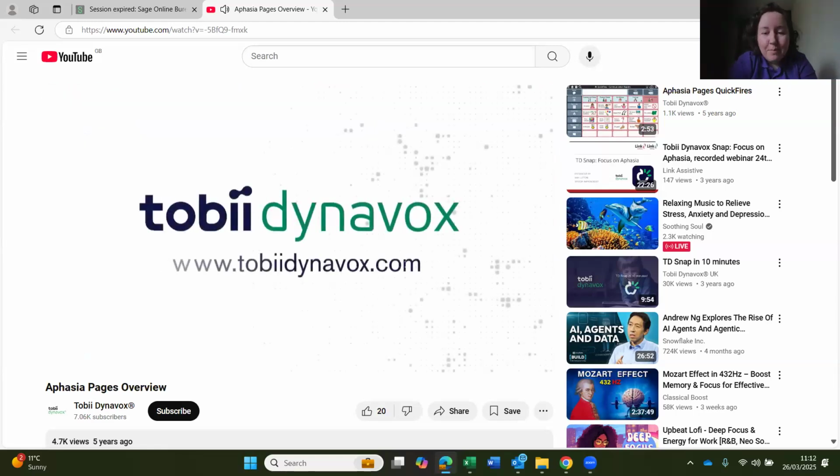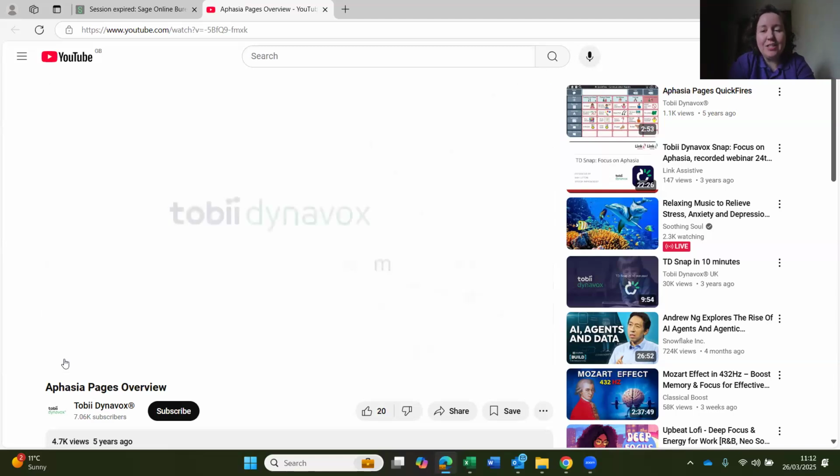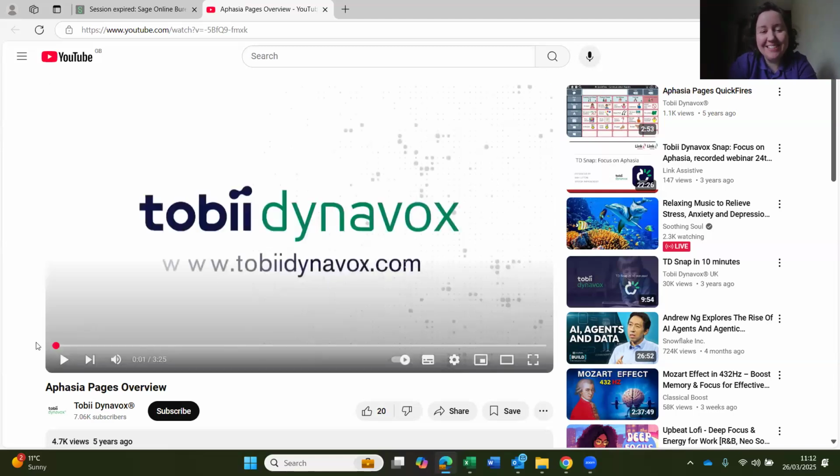So that is an example of an aphasia-specific vocabulary, but you don't have to just use those. They're just a suggestion because they're designed with people with aphasia in mind. But I sometimes might use something that's not aphasia-specific. It depends on the person and what overall will work better for the person.